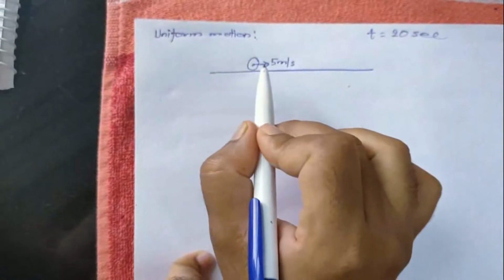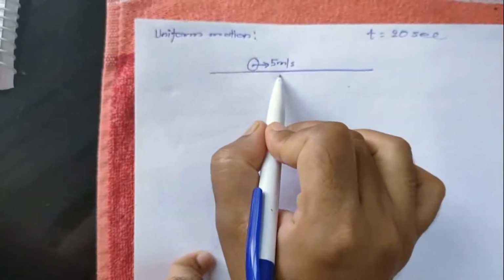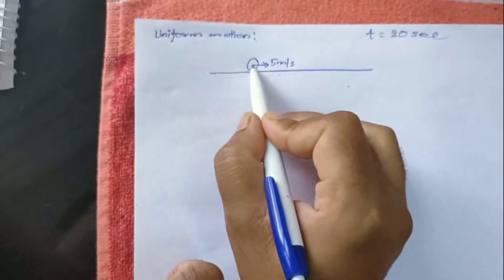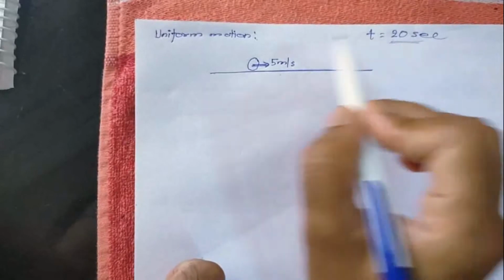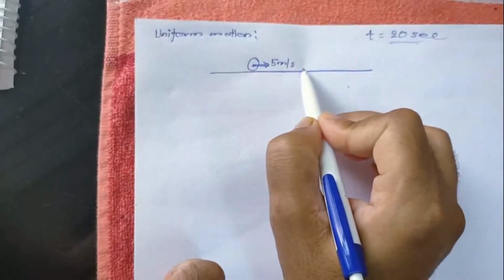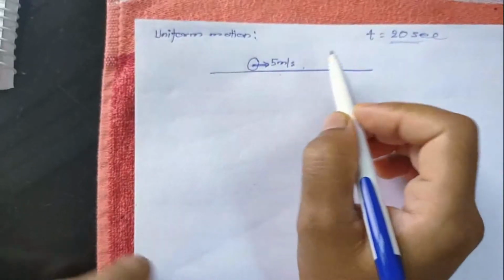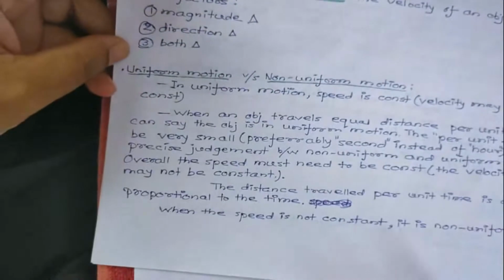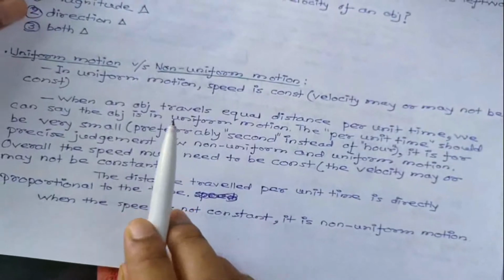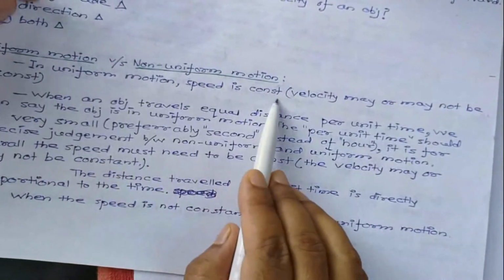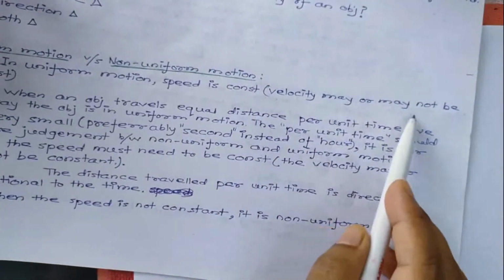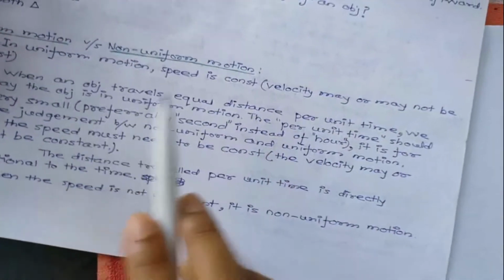I'm talking just about speed, I'm not talking about velocity. I repeat, I'm just talking about the speed. The speed is constant for 20 seconds. So this type of motion, you can say it is a uniform motion, right? So I have written down something here for you. I think you should be able to see here. In uniform motion, speed is constant, velocity may or may not be. Yeah, it is true.